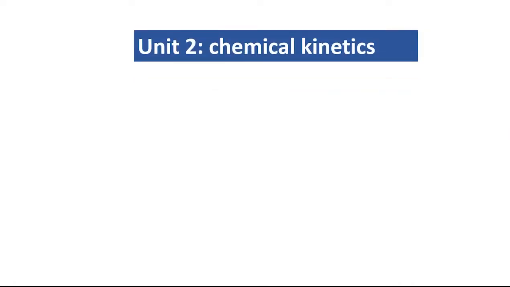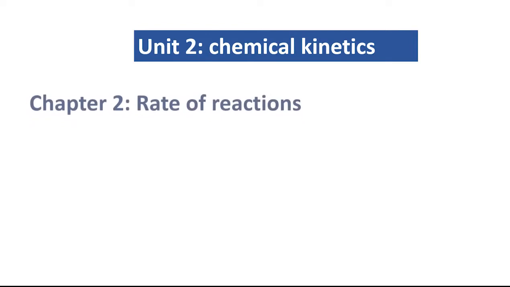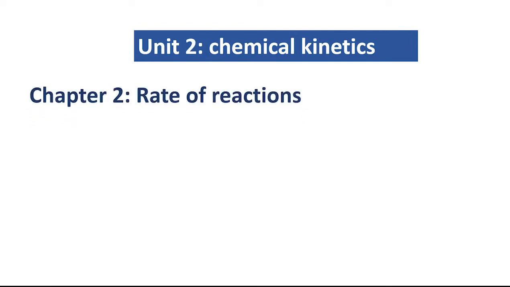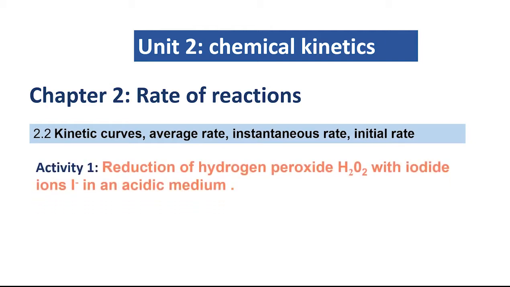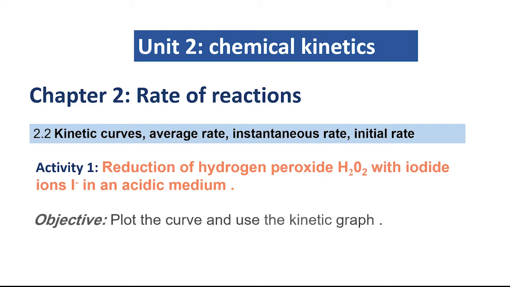Unit 2 Chemical Kinetics. Chapter 2 Rate of Reactions. Part 2.2 Kinetic Curves. Average rate, instantaneous rate, initial rate. Activity 1. Reduction of hydrogen peroxide H2O2 with iodide ions I- in acidic medium. Objective: plot the curve and use the kinetic graph.